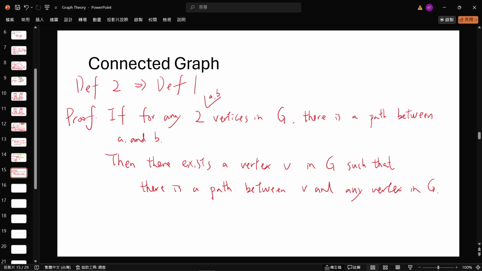So if you want to prove this, this is not a proof, this is the statement that we want to prove. If you want to prove this statement, you only need to do one thing: you have to find a vertex v such that this v can be connected to every vertex in the graph.